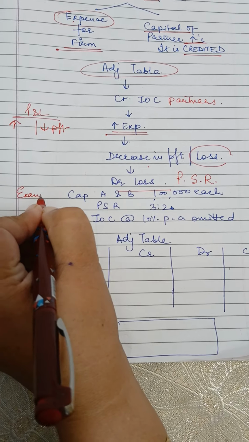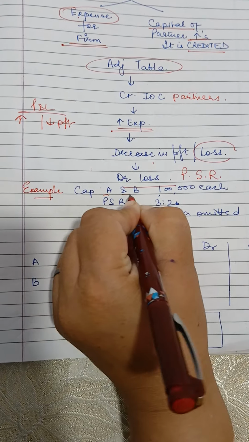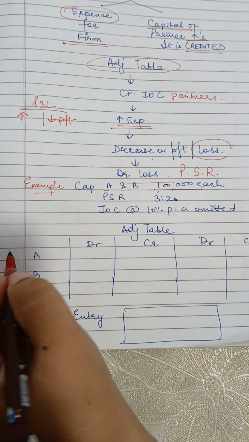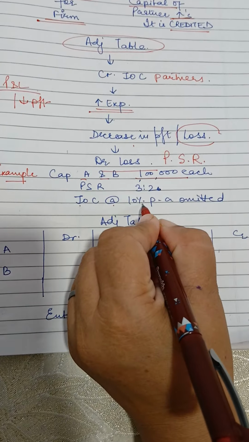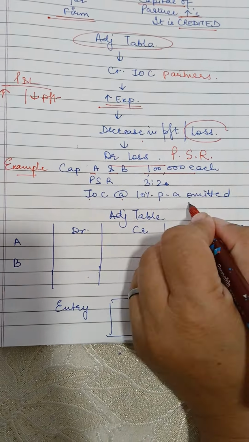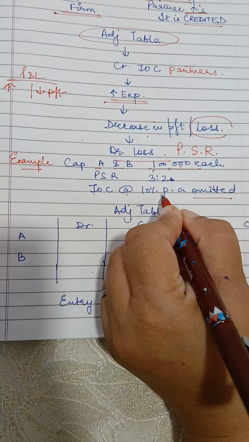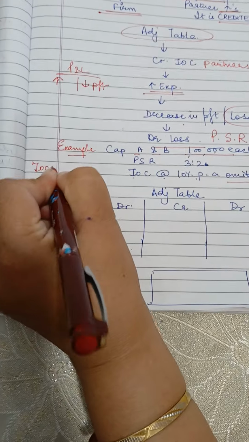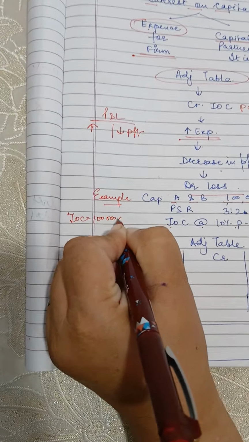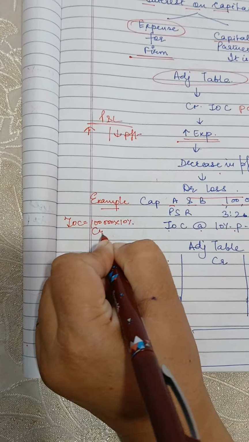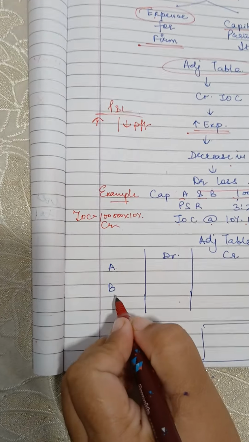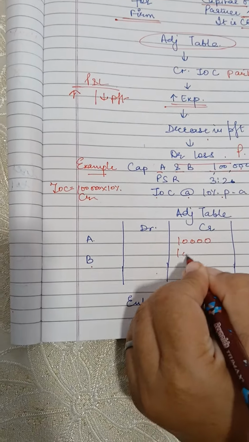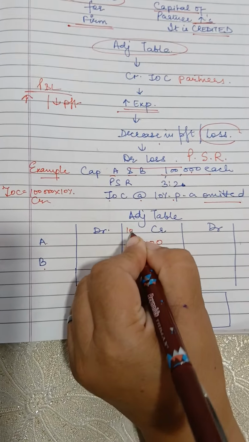Let's see one example. Capital of A and B is 1 lakh each. Their profit sharing ratio is 3:2. Interest on capital at the rate of 10% per annum is omitted. 1 lakh, 10%, 10,000. So IOC is equal to 1 lakh into 10%, which needs to be credited to partners, to whom? A and B.